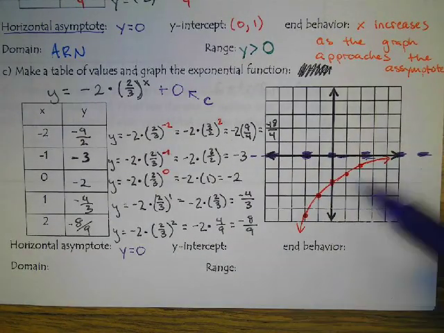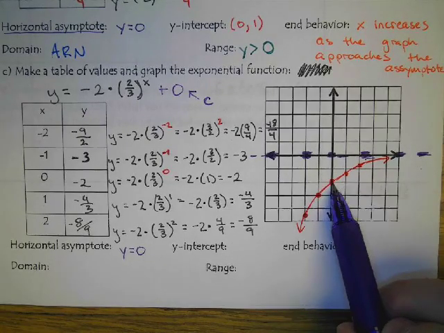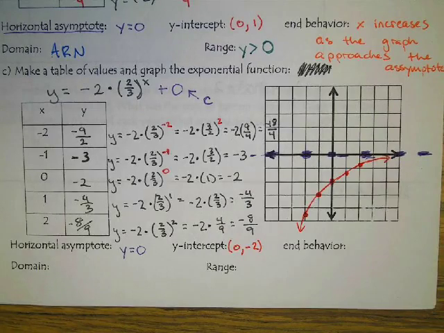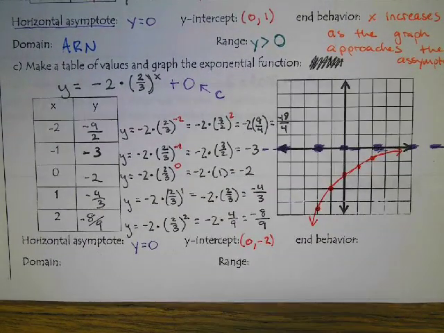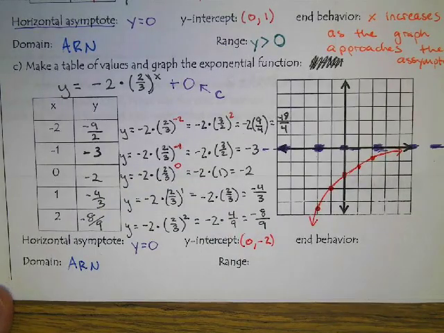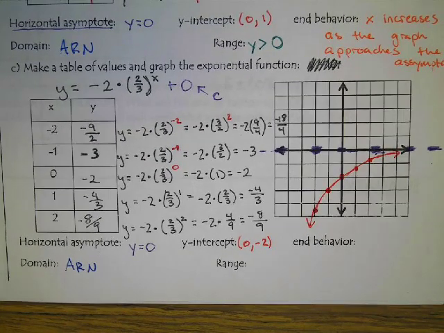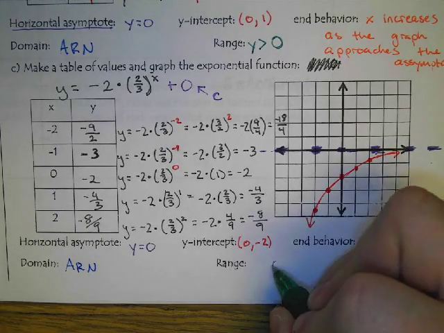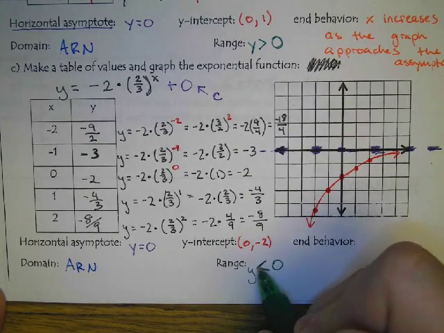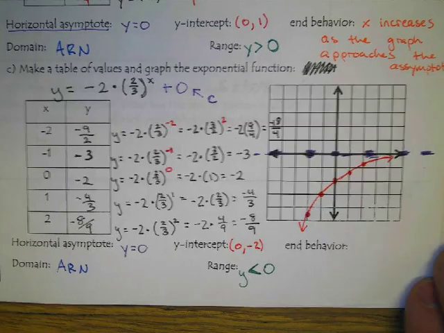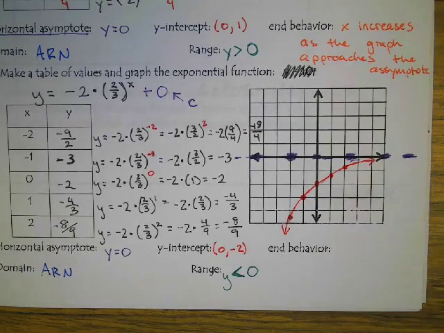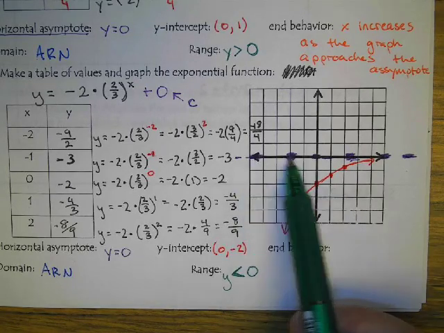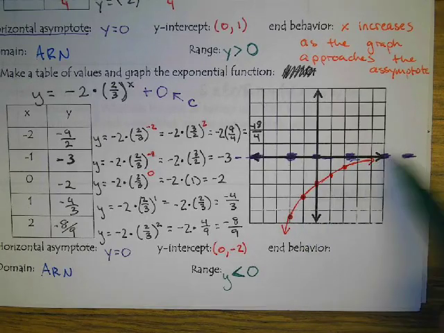And then our y-intercept, where are we crossing the y-axis? Well, we're crossing the y-axis right here at this point. So that would be where our x is 0, 0 comma negative 2. Our domain, always the easy part, all real numbers. Our range, where is the graph located compared to the asymptote? Well, it's below the asymptote, and we know our asymptote is 0. And since we are below, we will say y is less than 0. And our end behavior, we're talking about what is x doing as it approaches the asymptote. Well, my x values as I get closer to this asymptote, my x values are increasing as I approach the asymptote.